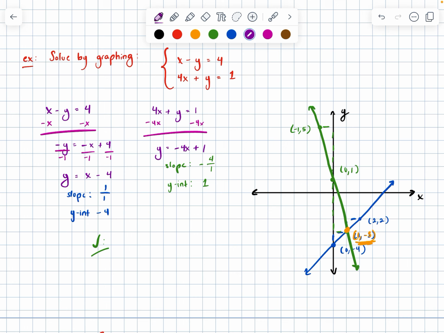So checking in our first equation, I know that x minus y is equal to 4. We've identified that x here should be 1 and y should be negative 3. Doing some substitution, that means that 1 minus negative 3 in my first equation should be equal to 4. 1 minus negative 3 can be more simply written as 1 plus 3. And yup, 1 plus 3 is indeed equal to 4.